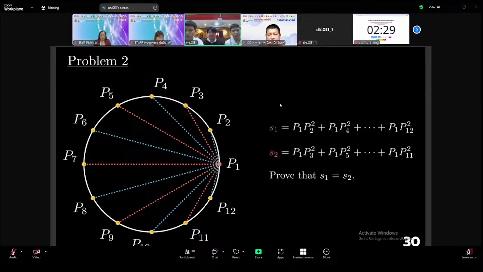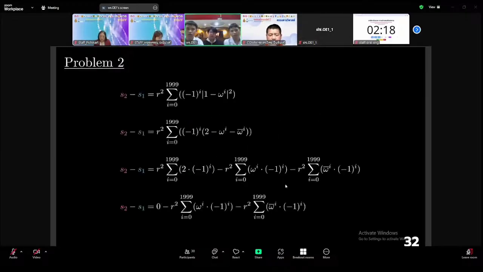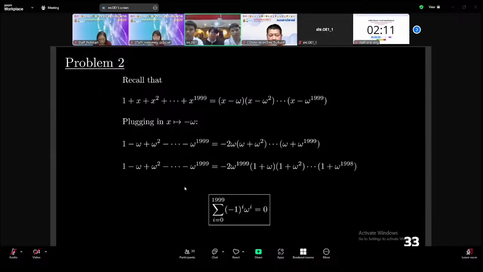In order to prove this, we subtract S2 from S1 and show that it is equal to 0 by using complex numbers. As we simplify everything and derive the formula for the complex numbers, S1 minus S2 is equal to 0 by some properties of complex numbers and polynomial facts.